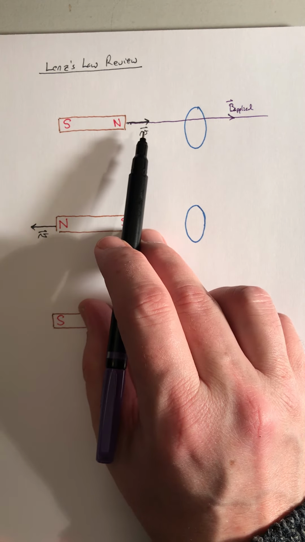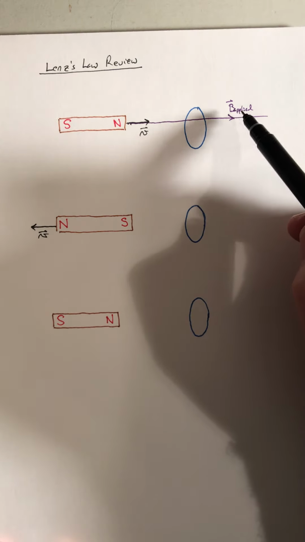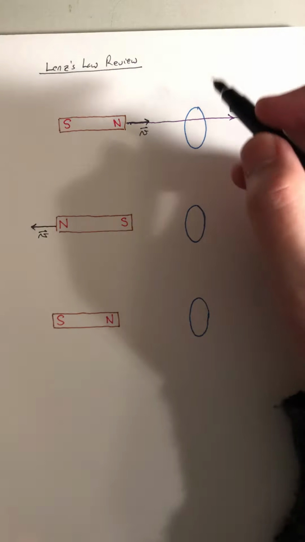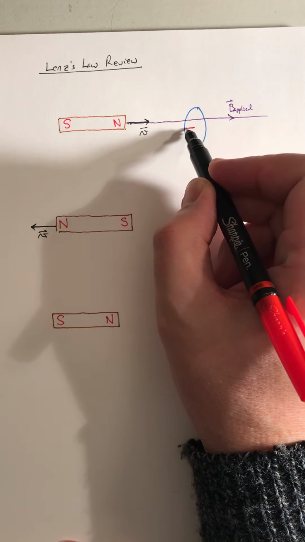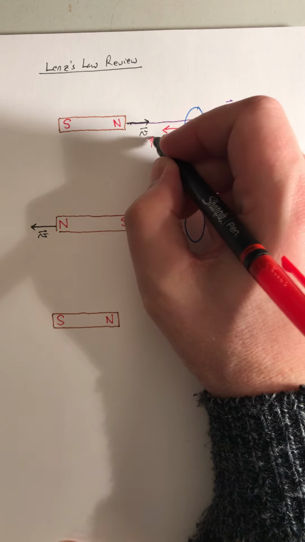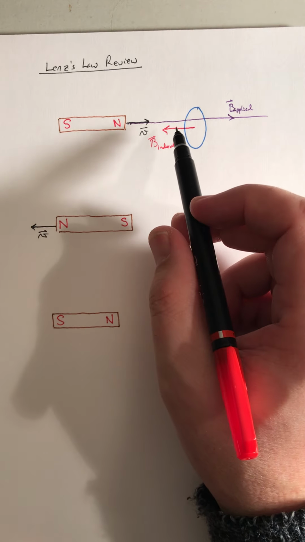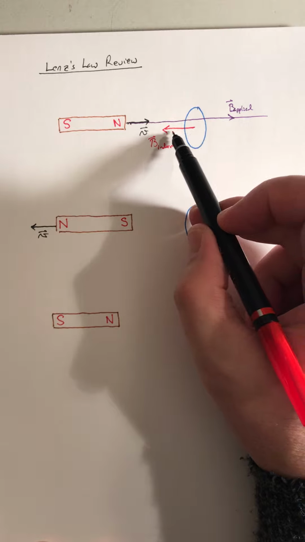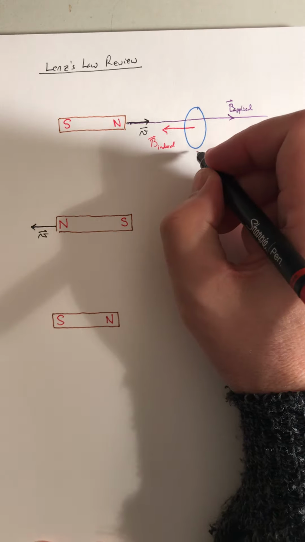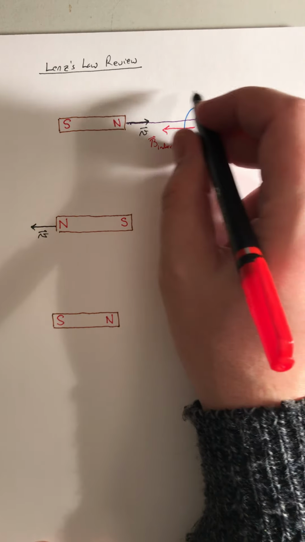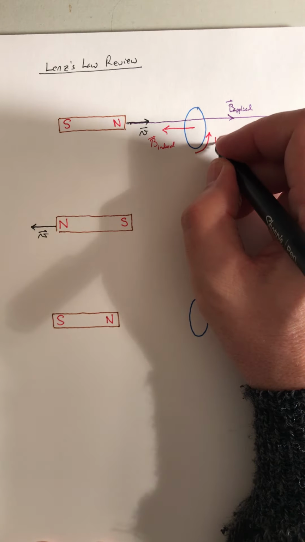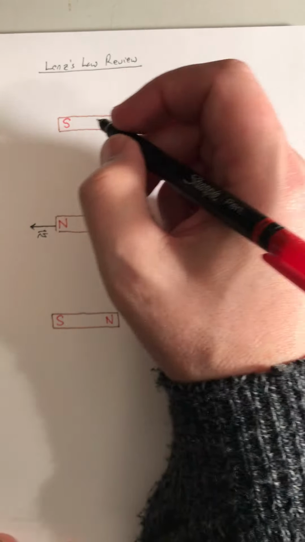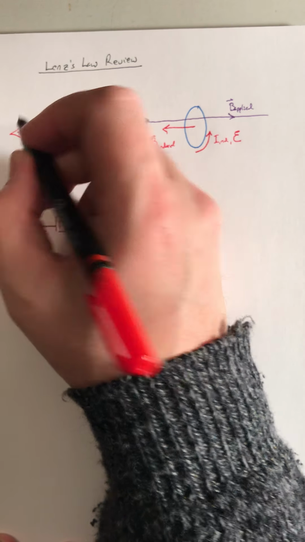If this bar magnet is moving closer, then this magnetic field that's threading through the loop is getting stronger, and to oppose that change in the magnetic flux through the loop, I'm going to have an induced magnetic field that points to the left. To get a magnetic field pointing to the left at the center of the loop, I'm going to have an induced current and an induced EMF that are circulating around counterclockwise. So that's the direction of the induced current and the induced EMF. And that's for an observer over here on the left.